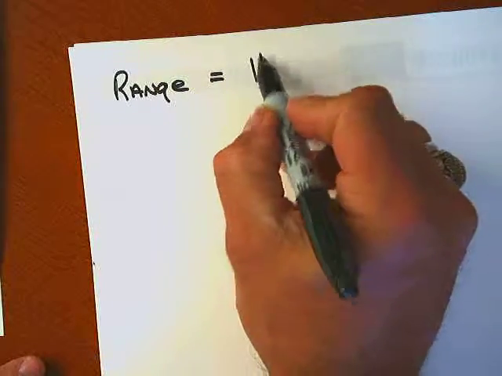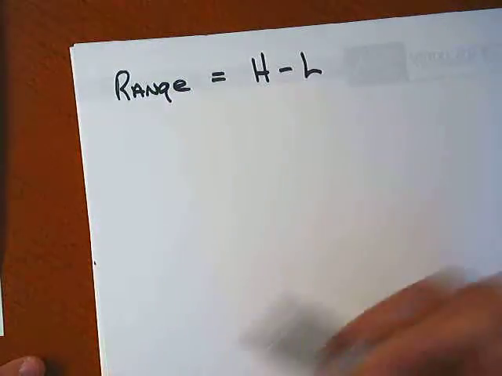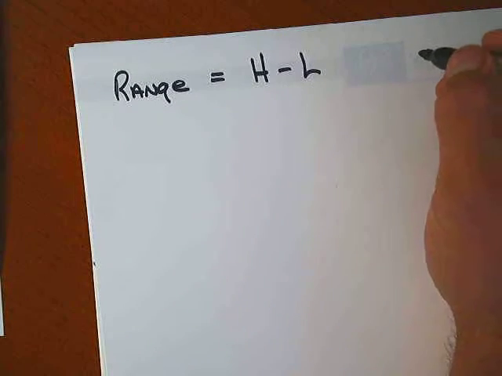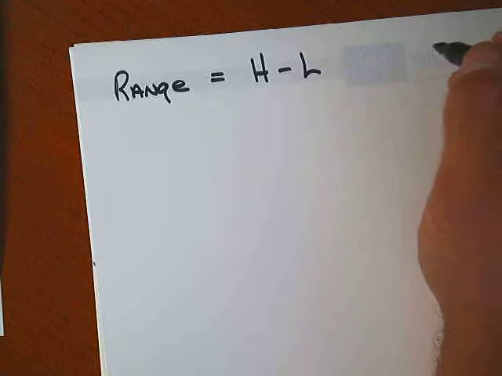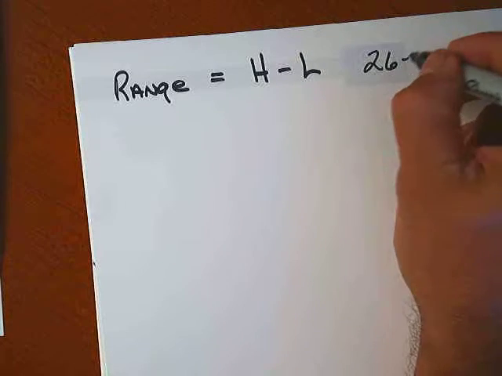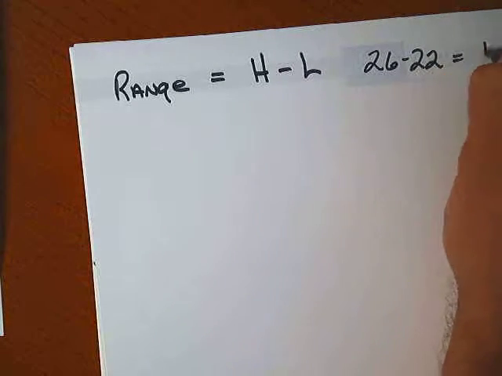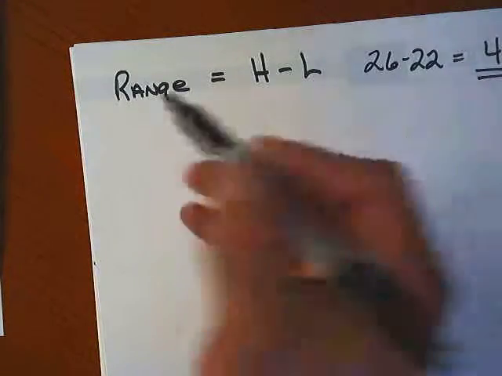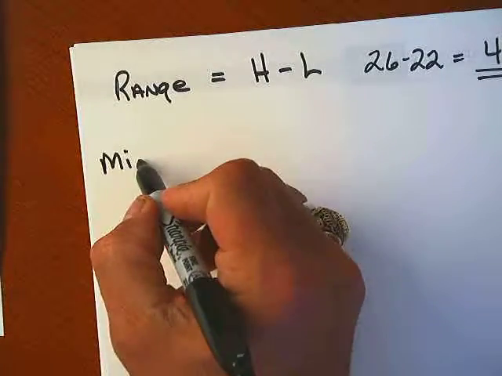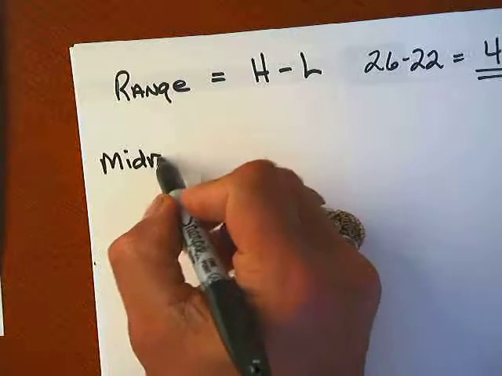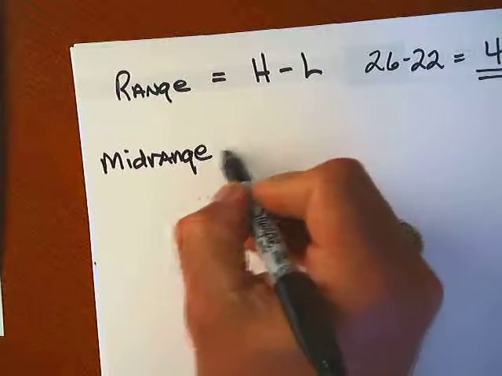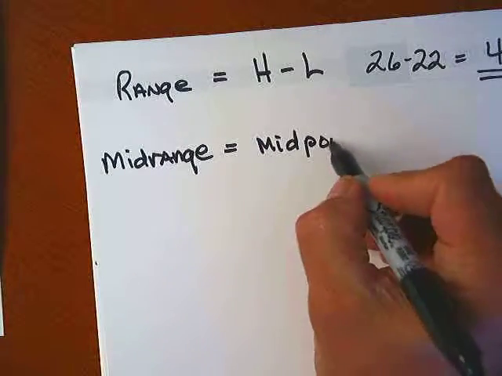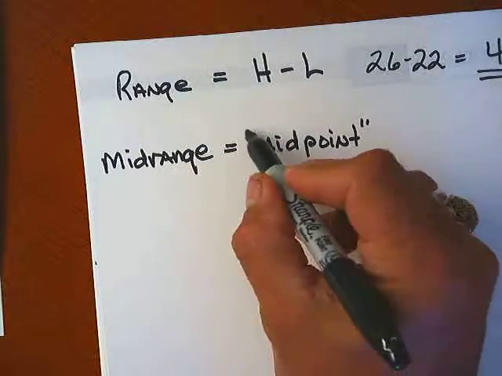Okay, what about the range? Range is real simple. Range is equal to the highest minus the lowest. That's it. So that would be 26 minus 22, which is equal to 4. So the range is equal to 4. Mid-range. Mid-range is just like the midpoint.